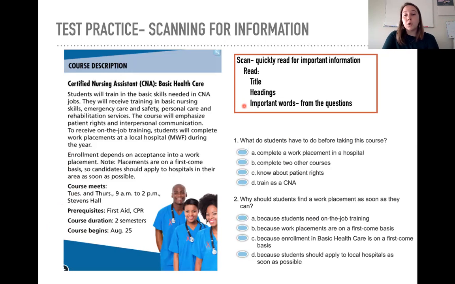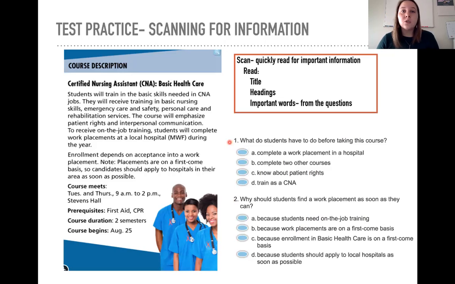Then the last one says important words. And these important words are going to come from the questions. So before you even start reading all of this information, you have to read the question first so that you know what information you're looking for. You don't need all of that information to answer the questions. So let's take a look at what information the question needs, and that is what you're looking for in the reading. So number 1, what do students have to do before taking this course?